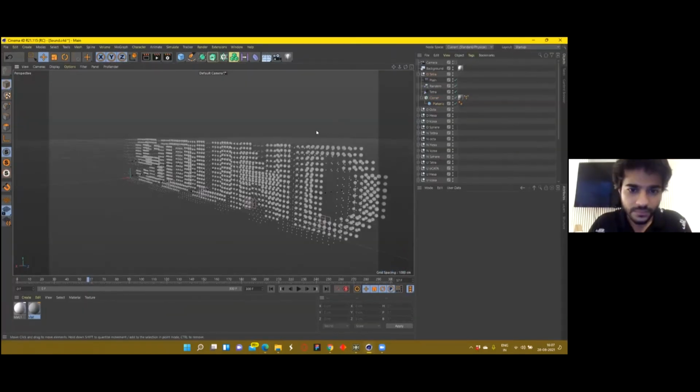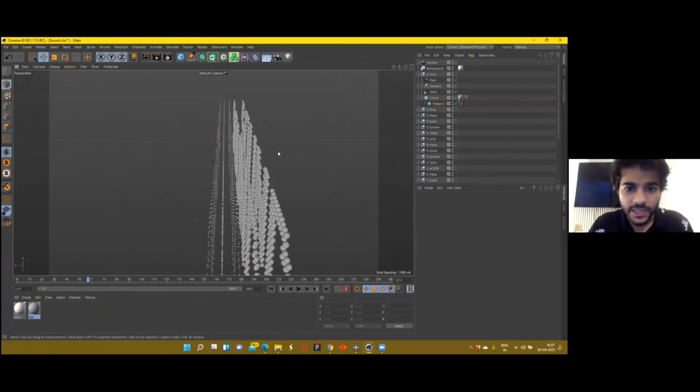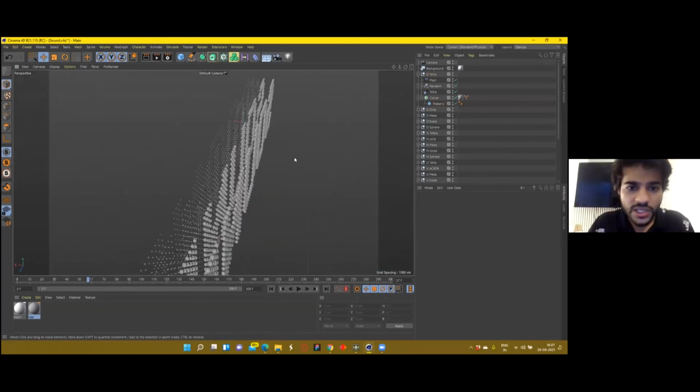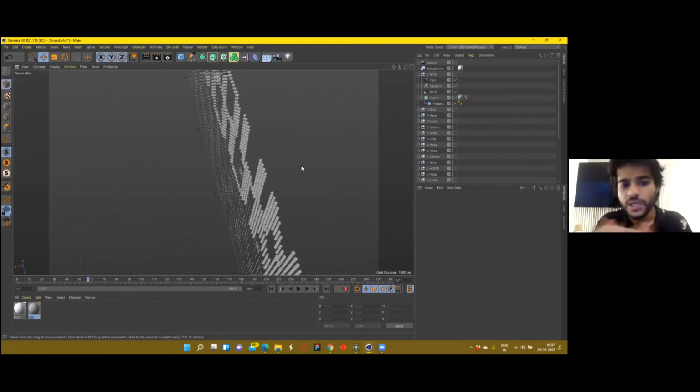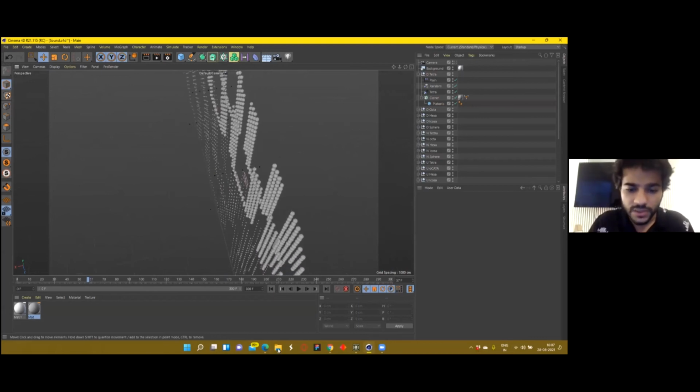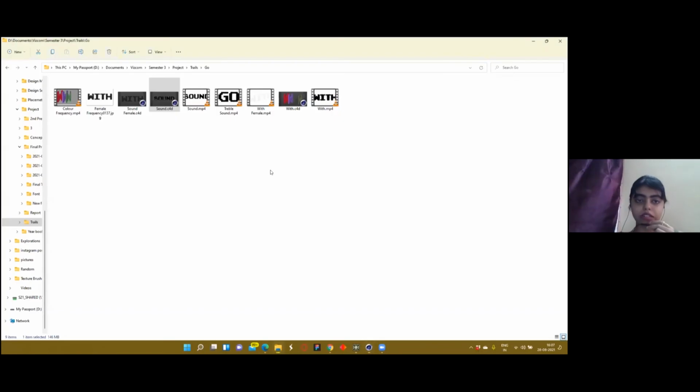So basically there are 5 layers, right? And each layer would get affected by any sound that you drop into it. So let's say if I play a bass sound, only the layer with a sphere would get affected. Here's an example. And how is that happening? How exactly is that happening?